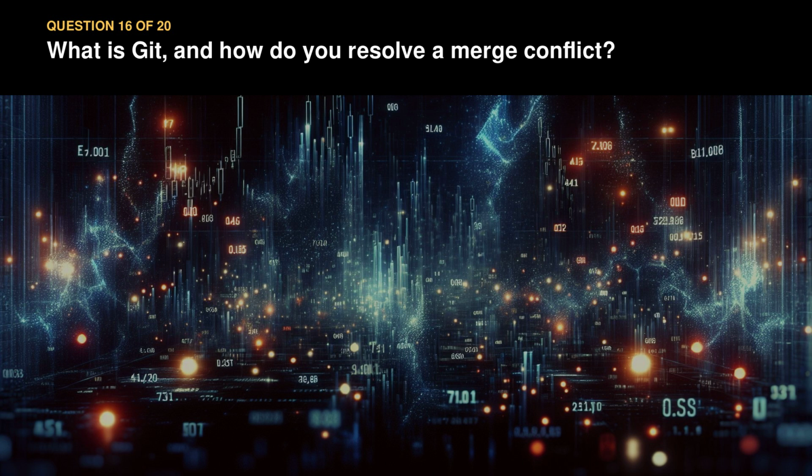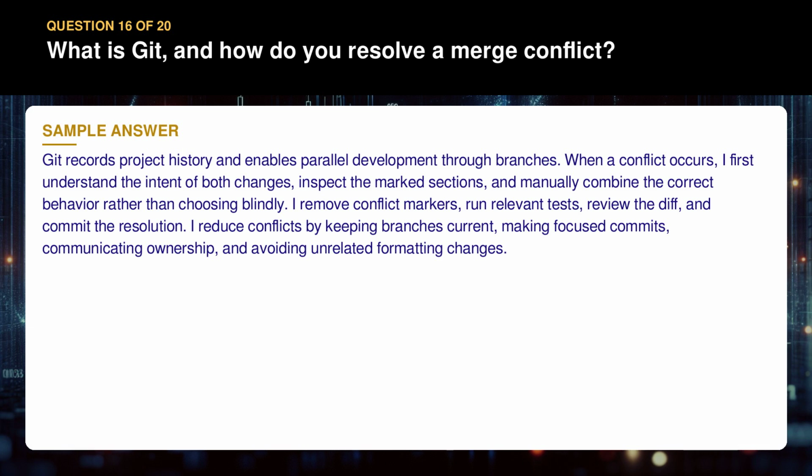Question 16. What is Git, and how do you resolve a merge conflict? Git records project history and enables parallel development through branches. When a conflict occurs, I first understand the intent of both changes, inspect the marked sections, and manually combine the correct behavior rather than choosing blindly. I remove conflict markers, run relevant tests, review the diff, and commit the resolution. I reduce conflicts by keeping branches current, making focused commits, communicating ownership, and avoiding unrelated formatting changes.